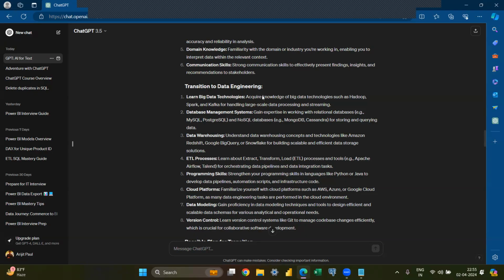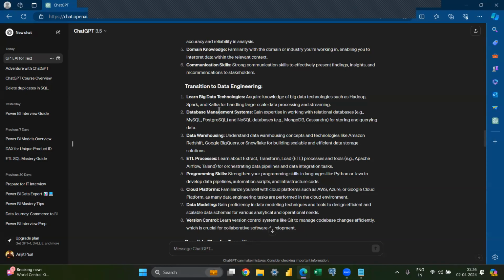Learn big data technologies: acquire knowledge of big data technologies such as Hadoop, Spark, and Kafka for handling large-scale data processing and streaming. Database management systems: gain expertise in working with relational databases like MySQL, PostgreSQL, and NoSQL databases, MongoDB, Cassandra for storing and querying data. So most people in a data analyst role do have experience with PostgreSQL, MySQL, but sometimes NoSQL database knowledge is not very fluent.